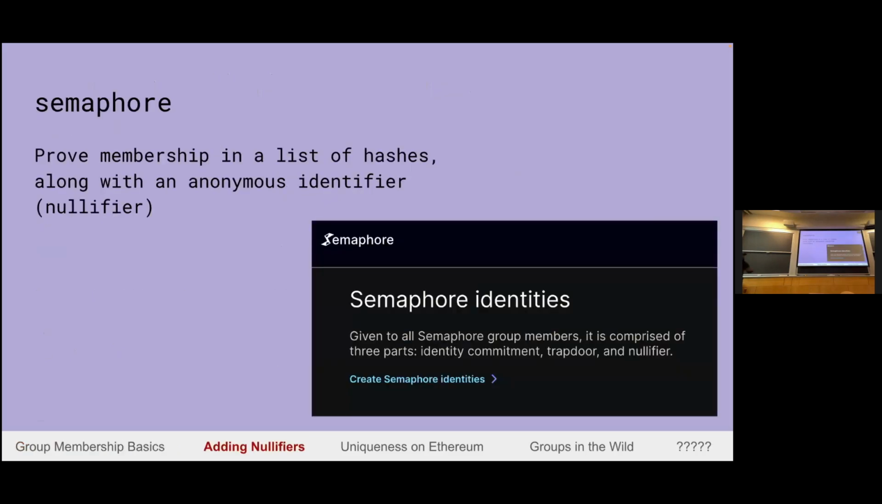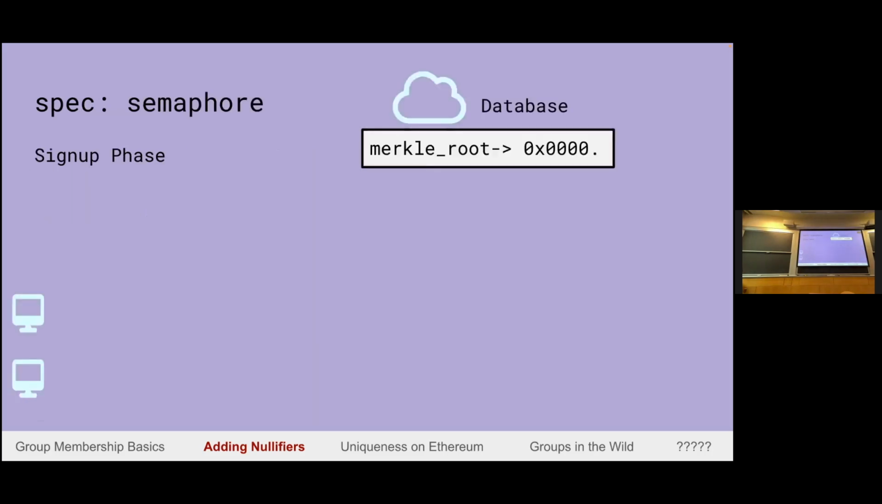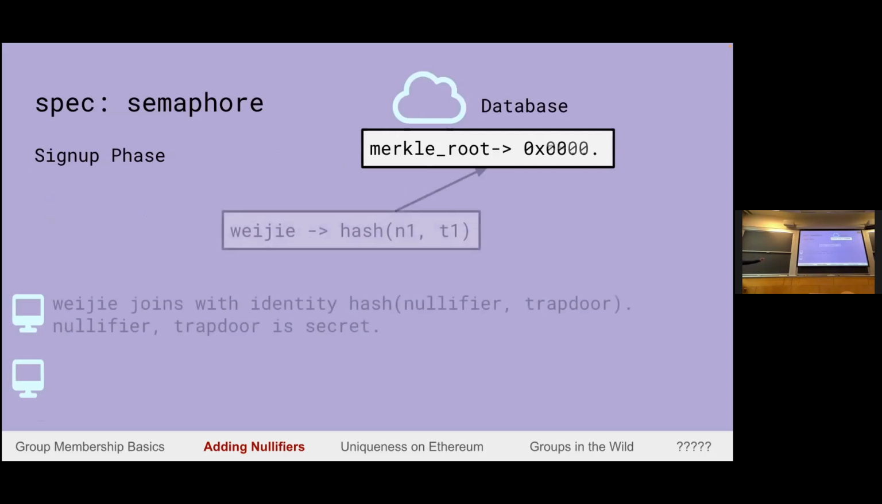So OK, what is Semaphore? It allows you to do kind of a similar thing to what we had before. So you can do group membership in some list of hashes, along with an anonymous identifier that stops you from double claiming or double posting, or at least, in the worst case, will correlate you across all of your posts. And so what exactly is this nullifier? How is it calculated?